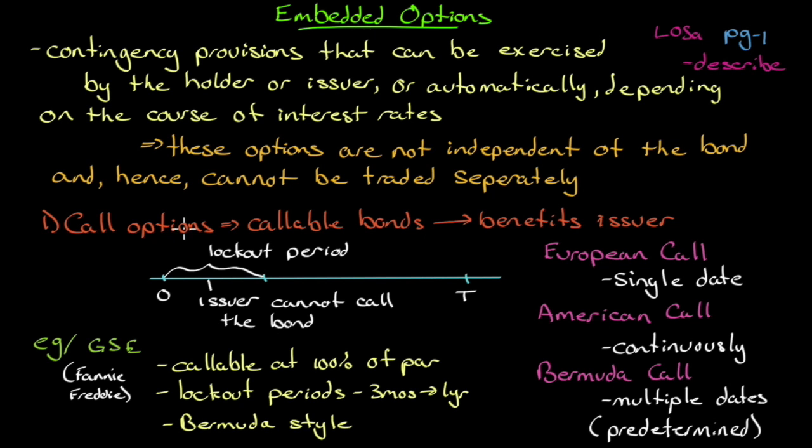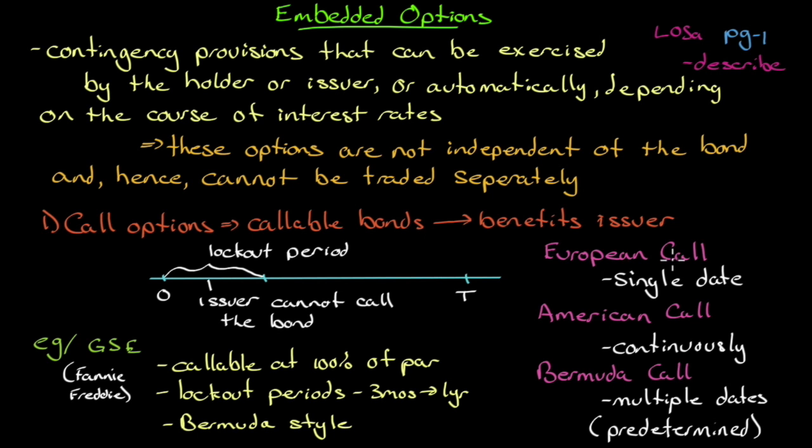So let's look at call options, or callable bonds. This benefits the issuer because they get to call it back if interest rates drop, and they can reissue the bond at a lower rate. Typically, when a bond is issued at time 0 and matures at time t, there's a certain period of time where the call option is suspended. This is called a lockout period. So as a bondholder, as an investor, I know that I have at least a certain amount of time where it cannot be called on me, and maybe this time period is first call.